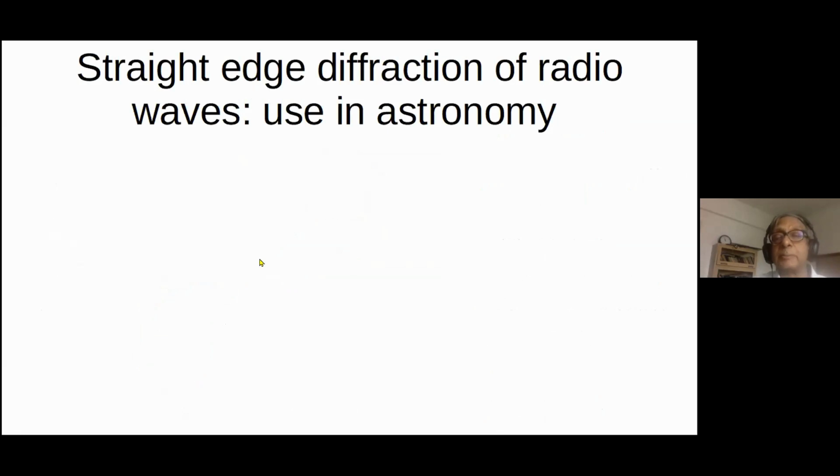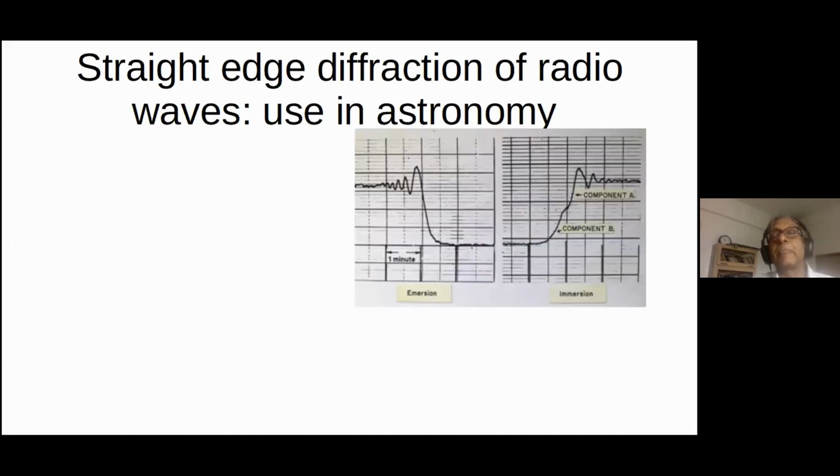Now, a small digression. This straight edge diffraction of radio waves was actually put to use in astronomy, and I'd like to touch upon this before we go back to the Cornu spiral. This graph was taken at a radio telescope in Australia in the year 1962 by a big team of astronomers. There was a mysterious object emitting radio waves, and no one had any idea what the corresponding object was in, say, the visible region of the spectrum.